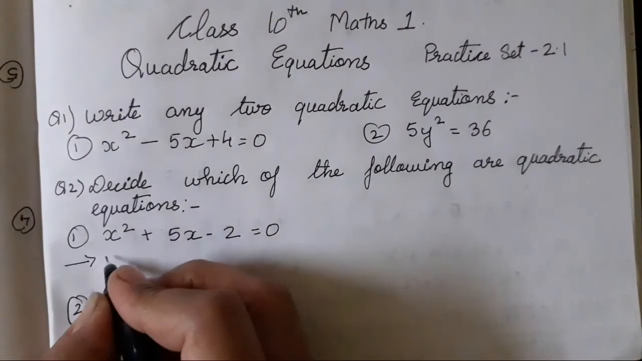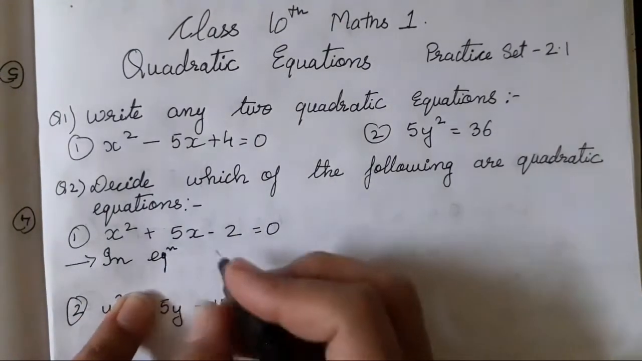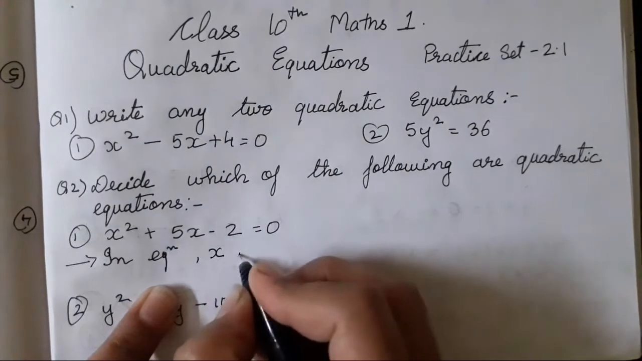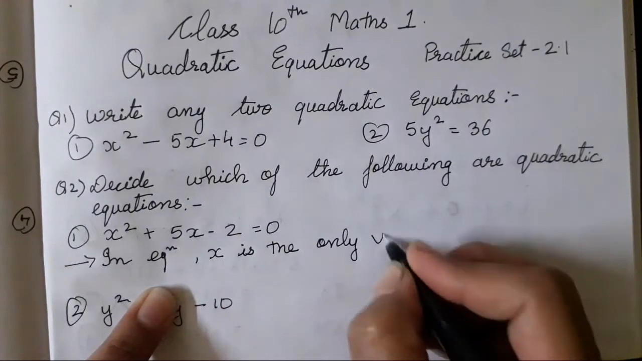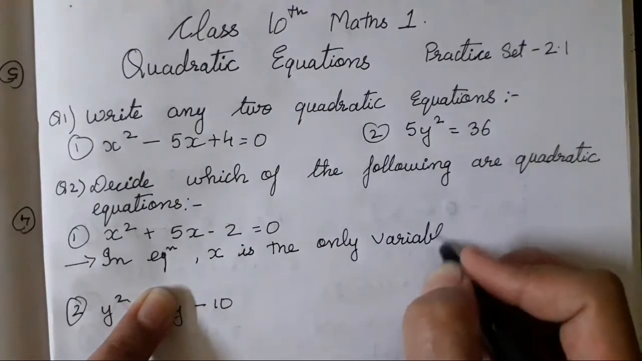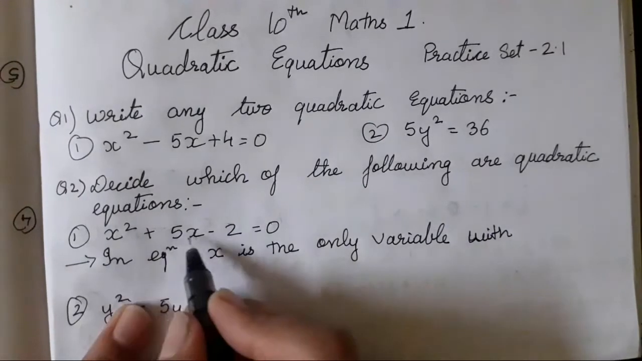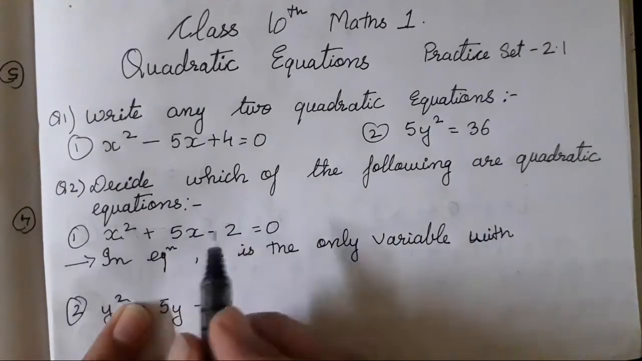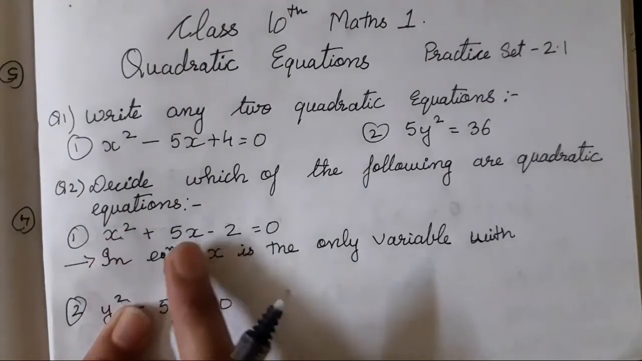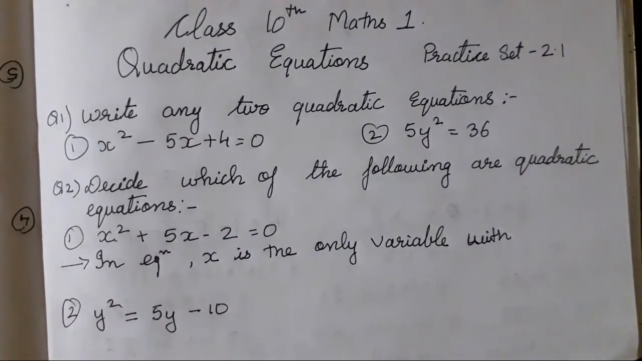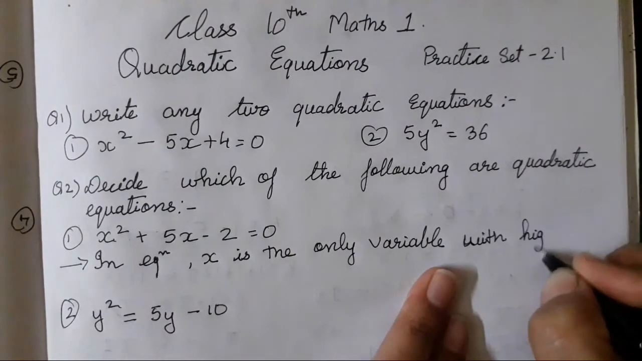So how is the solution? In the equation, I will write it in short form. X is the only variable, isn't it? There is no other variable in the equation. Only x is there. There is no y. X is only there, and it's in the form of a square, bx and c.